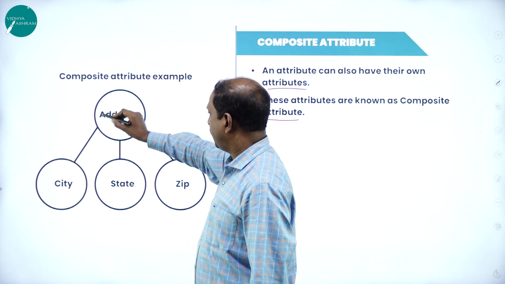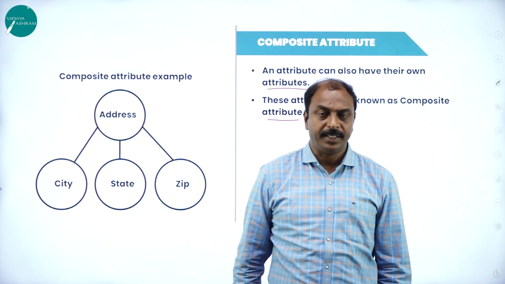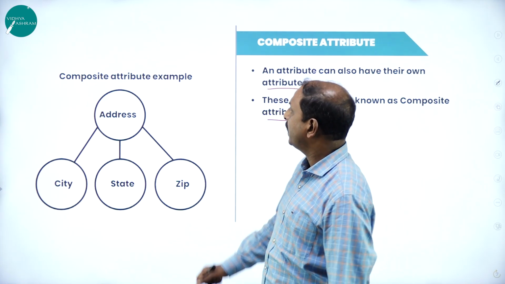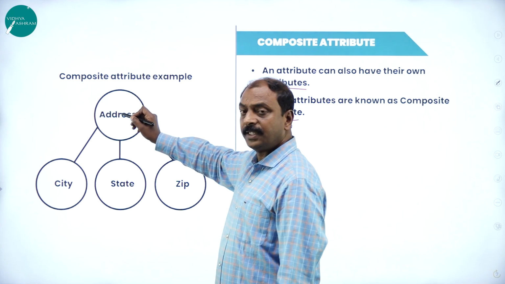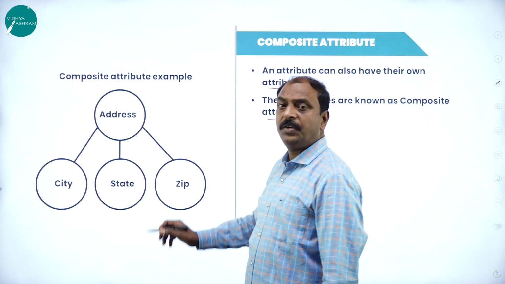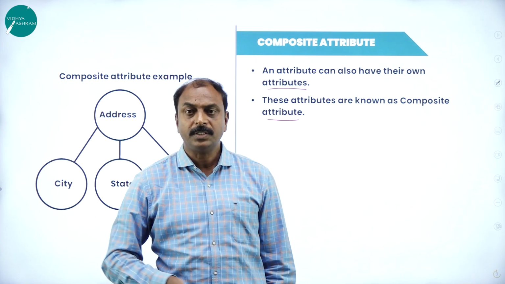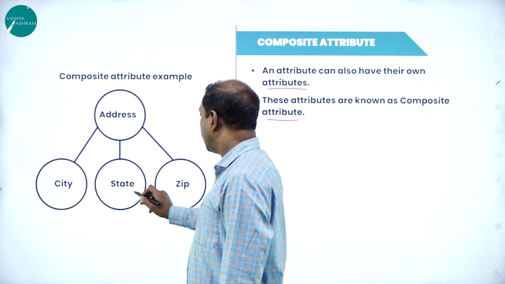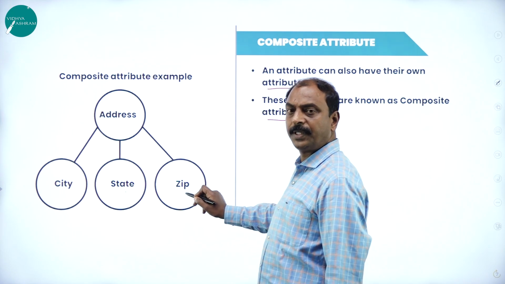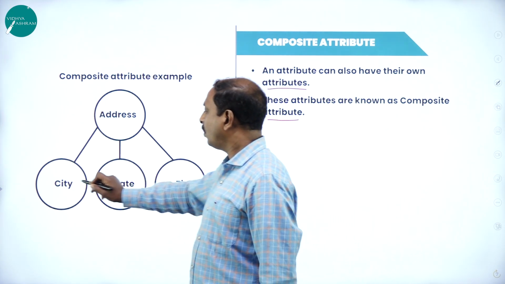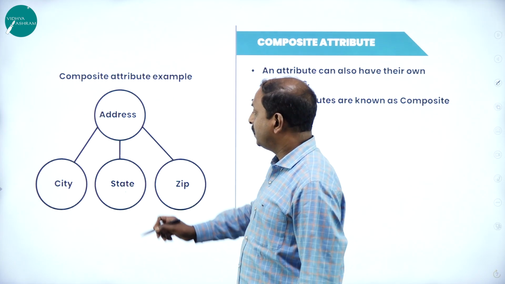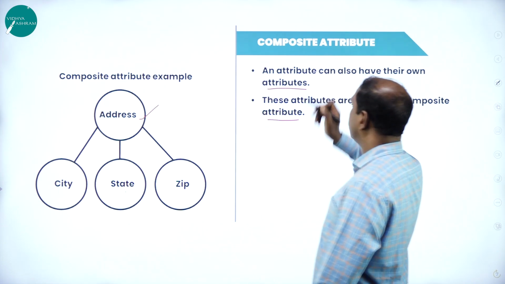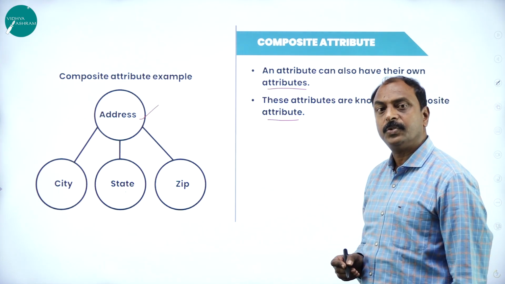Here, address is one attribute of an entity. If you take an example, student is an entity and student address is an attribute, and this address has different parts. If you look at any address, we have different components: city, state, as well as zip, which is nothing but the PIN number or PIN code. These are all included in the address. So these are all the different attributes of the attribute address, and this is nothing but a composite attribute.